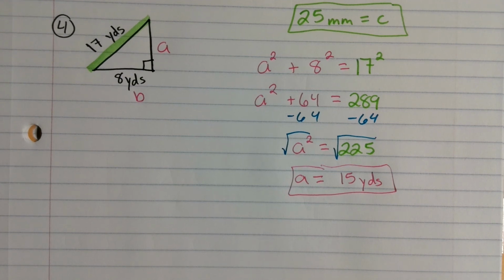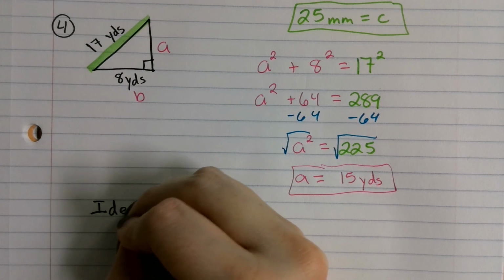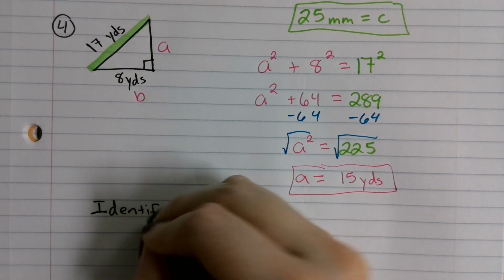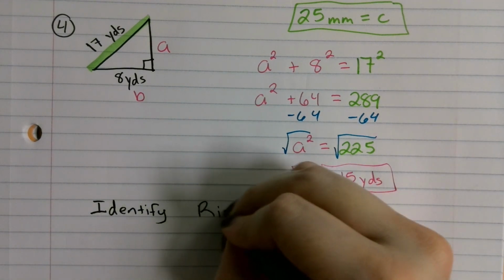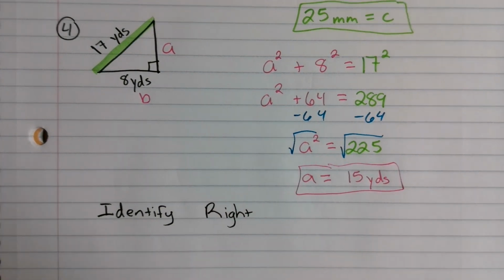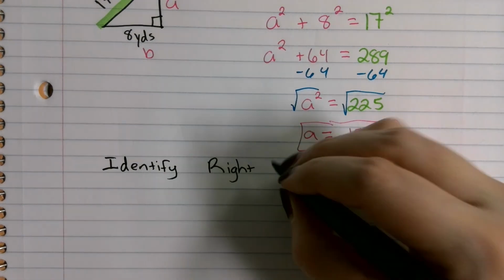All right, the last thing I want to teach you guys real quickly is not just how to find a missing value, but also to identify whether these measurements represent a right triangle or not. So you can use the Pythagorean theorem to identify if 3 measurements are a right triangle indeed or not.